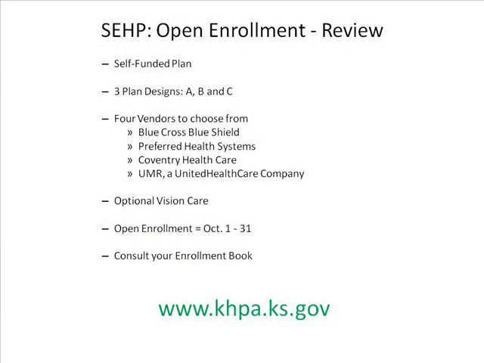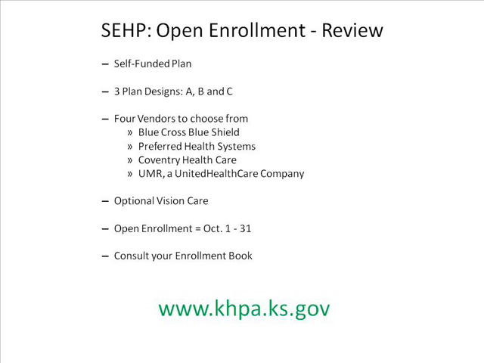So, to review, here are the basics of the Kansas State Employee Health Plan. The State Employee Health Plan is a self-funded plan that contracts with vendors who act as third-party administrators. The plan offers 3 different types of health coverage, known as Plans A, B, and C. You can choose from among 4 different vendors to administer your plan. Each vendor has its own network of providers. Rates vary, and each offers additional features such as websites with discounts and health promotion programs. You also have the option of buying additional coverage for vision care.